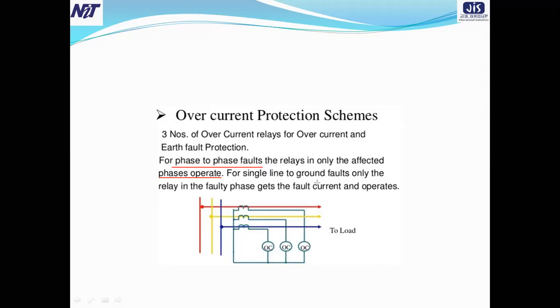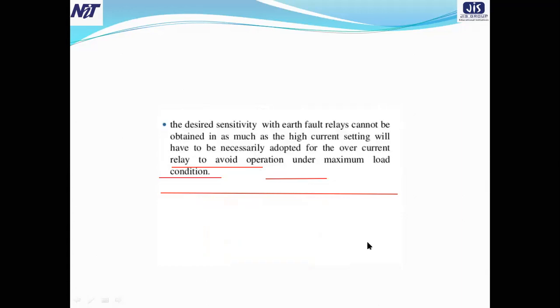For single line to ground fault, only the relay in the faulty phase gets the fault current and operates. So for line to ground fault, what is happening? Only the relay in the faulty phase gets the fault current and operates. So for phase to phase, only the affected phases operate. For line to ground, the relay in the faulty phase gets the fault current and operates. So this is, you can say, the overcurrent protection scheme of the overcurrent relay.